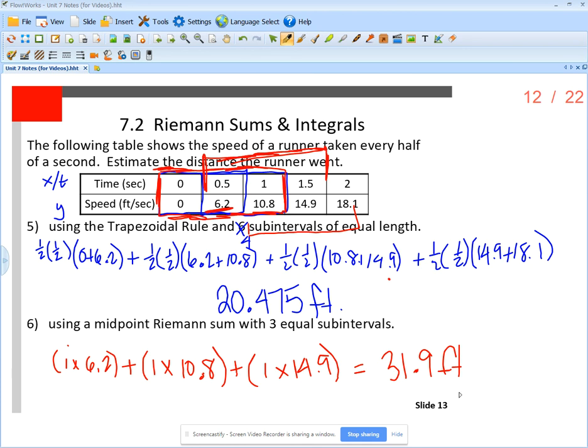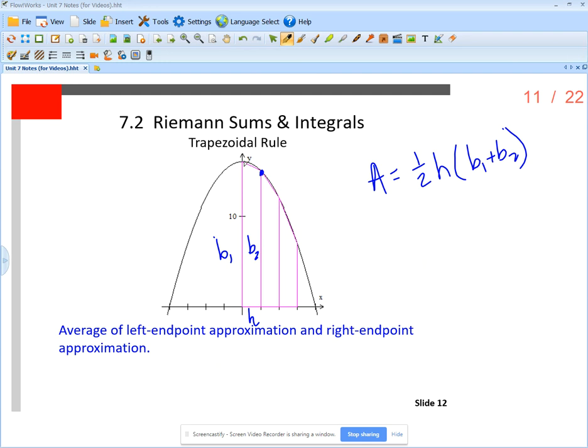And you'll see here, you get pretty far off answers, especially using that midpoint, depending on how this graph may look. But your trapezoidal is usually going to give you a better approximation because you're averaging the left and right sum. So you're minimizing the amount of over or underestimate for each one of those intervals.